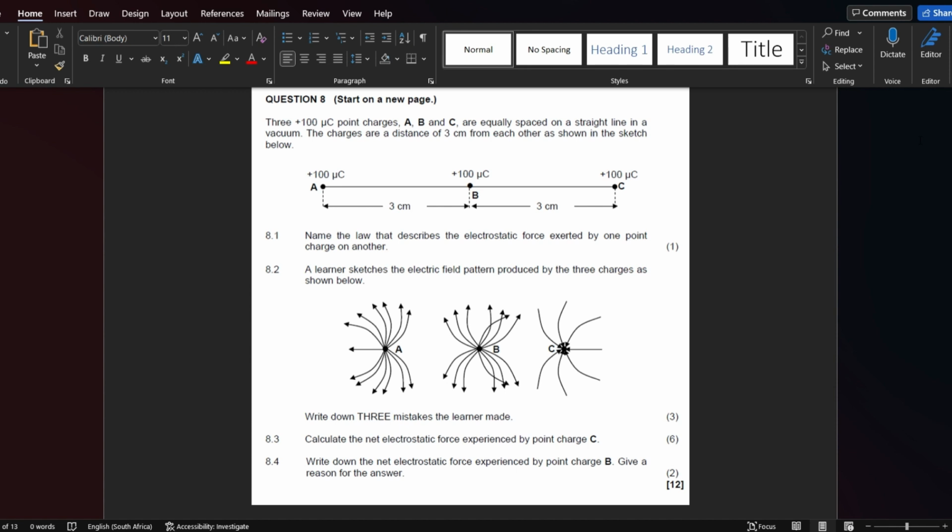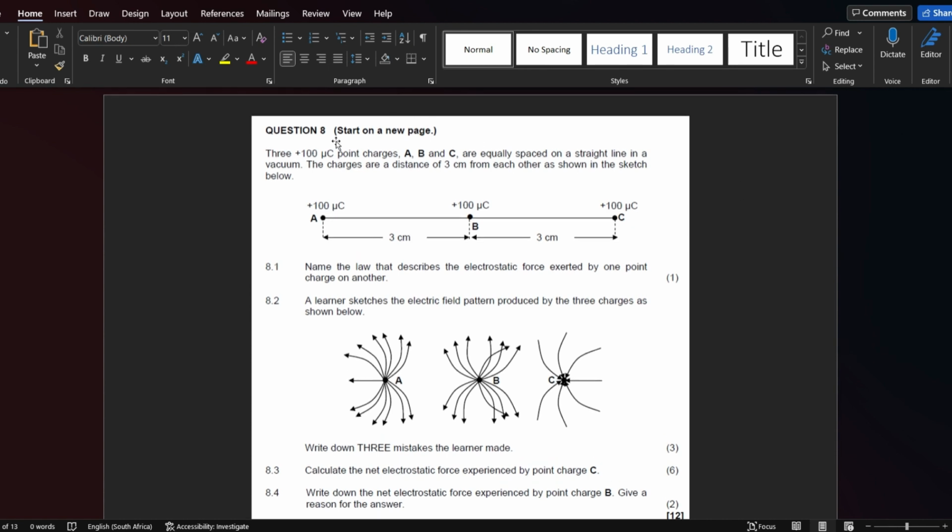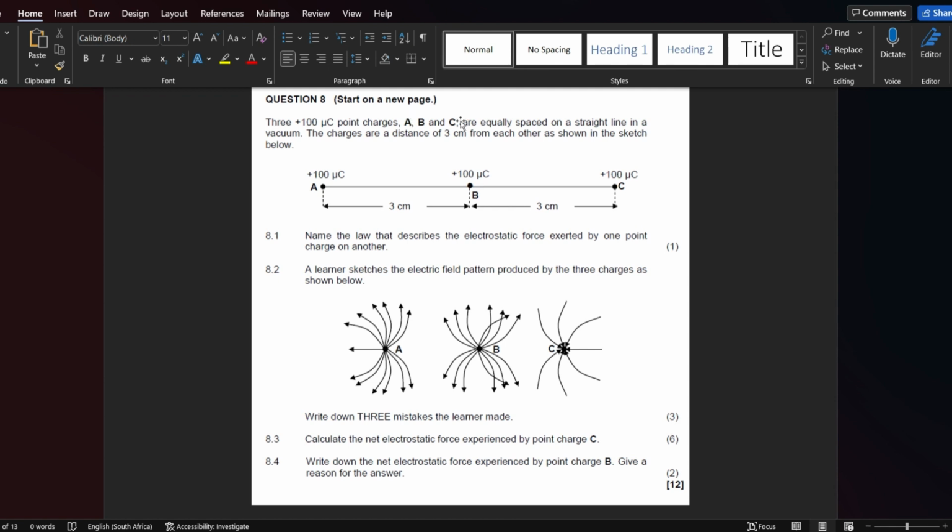Today we'll be doing a past paper question on electrostatics, and that is this question 8 for physics. So let us get right into it. The question reads, three 100 microcoulomb point charges A, B and C are equally spaced on a straight line in a vacuum. The charges are a distance of 3 centimeters from each other as shown in the sketch below.